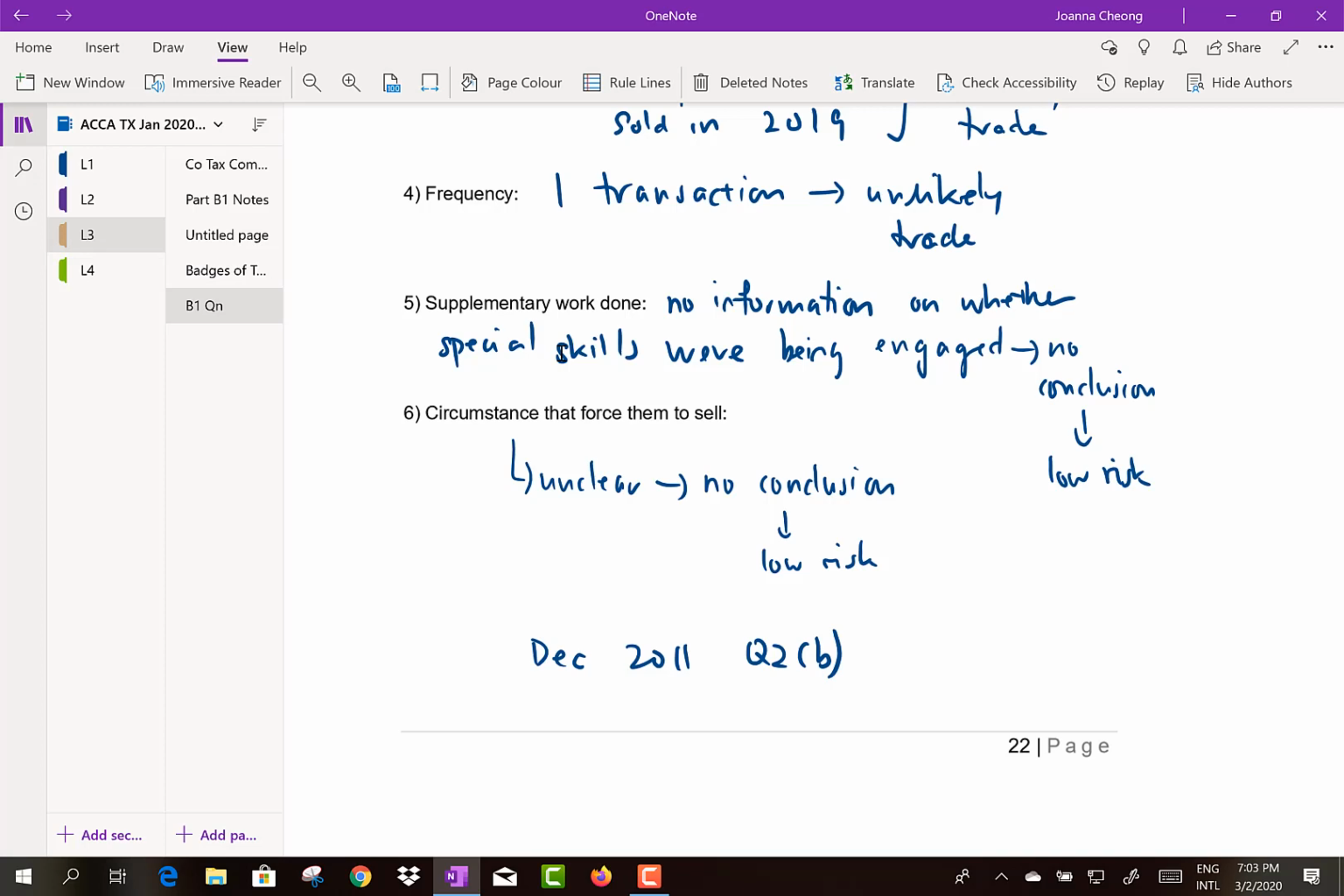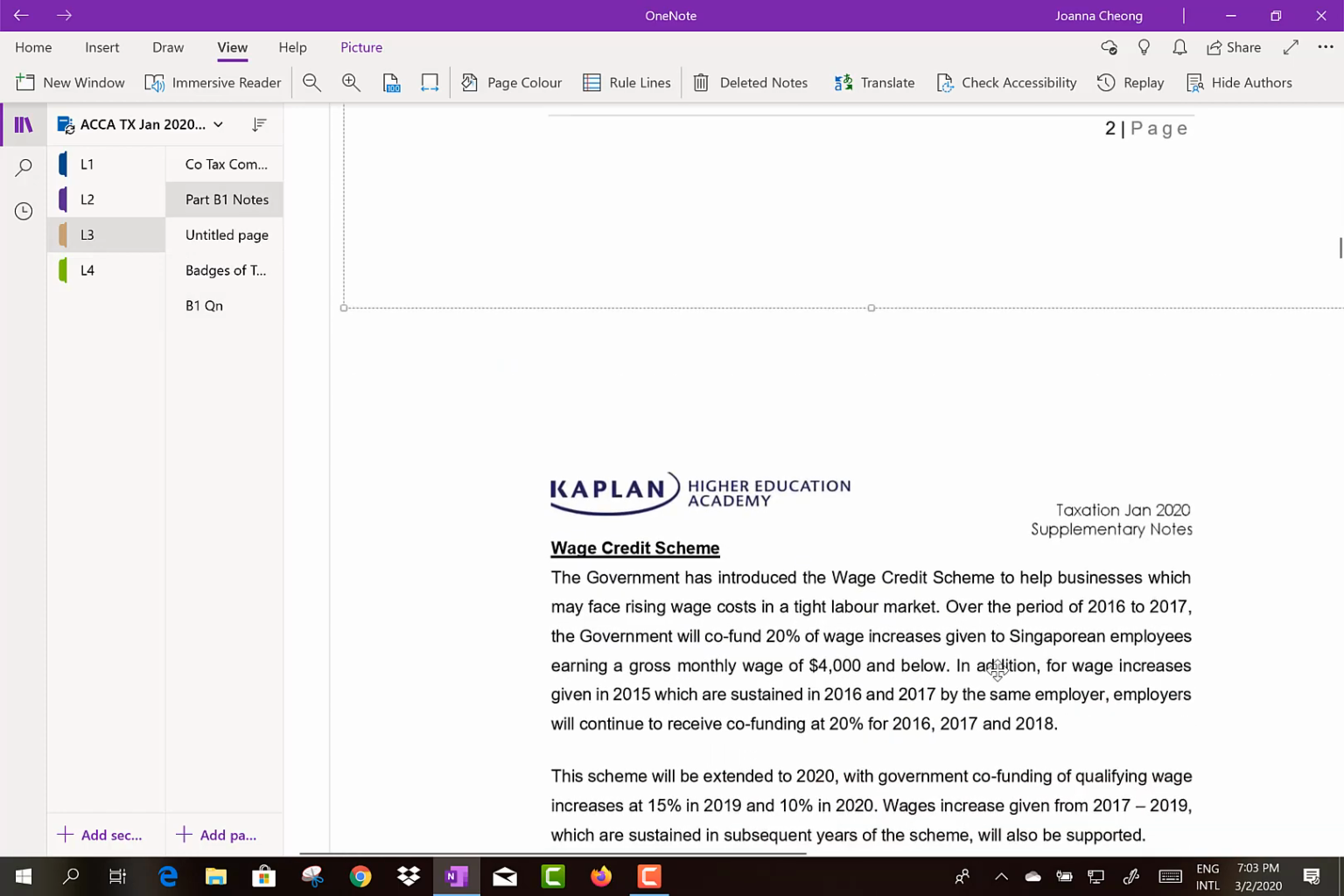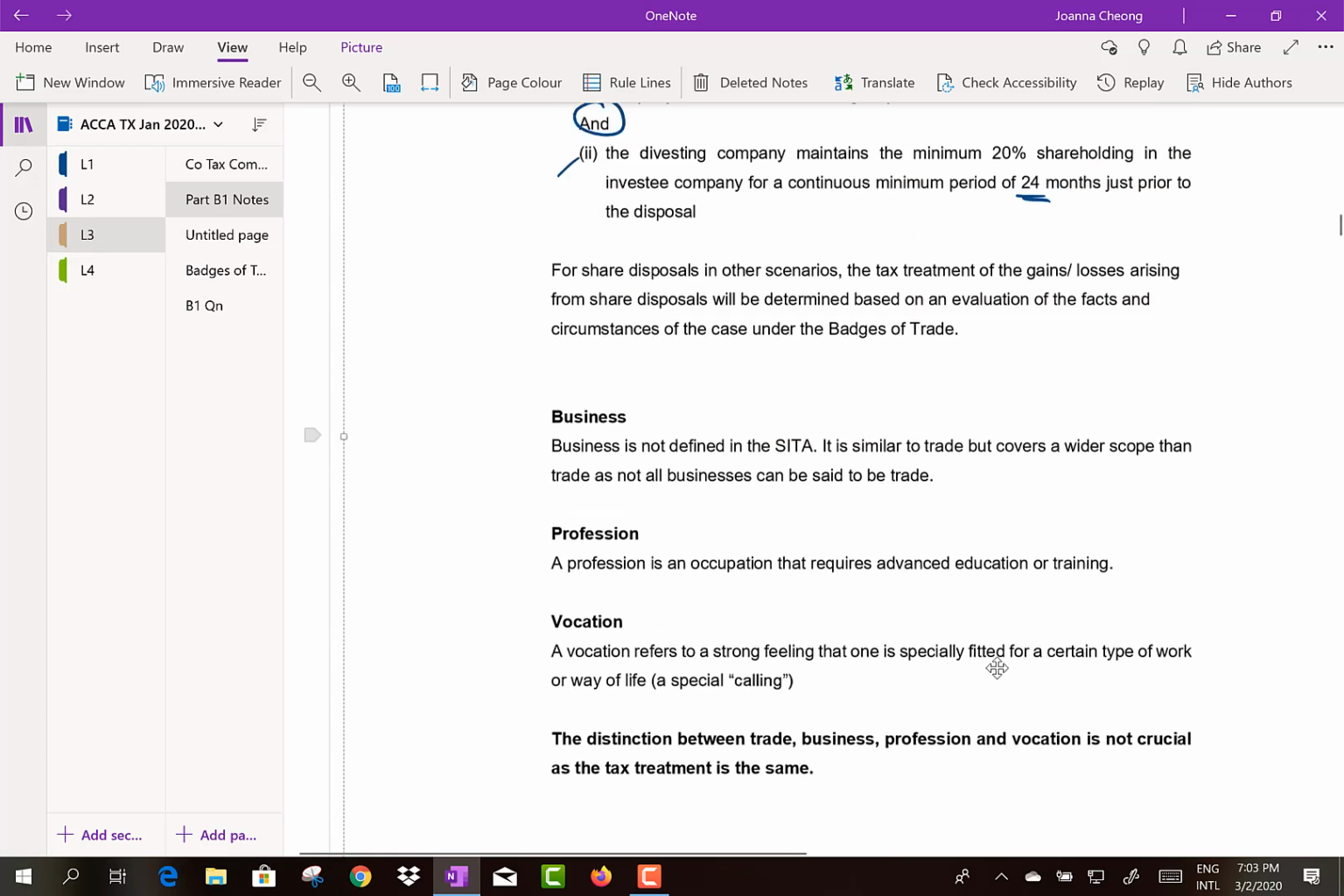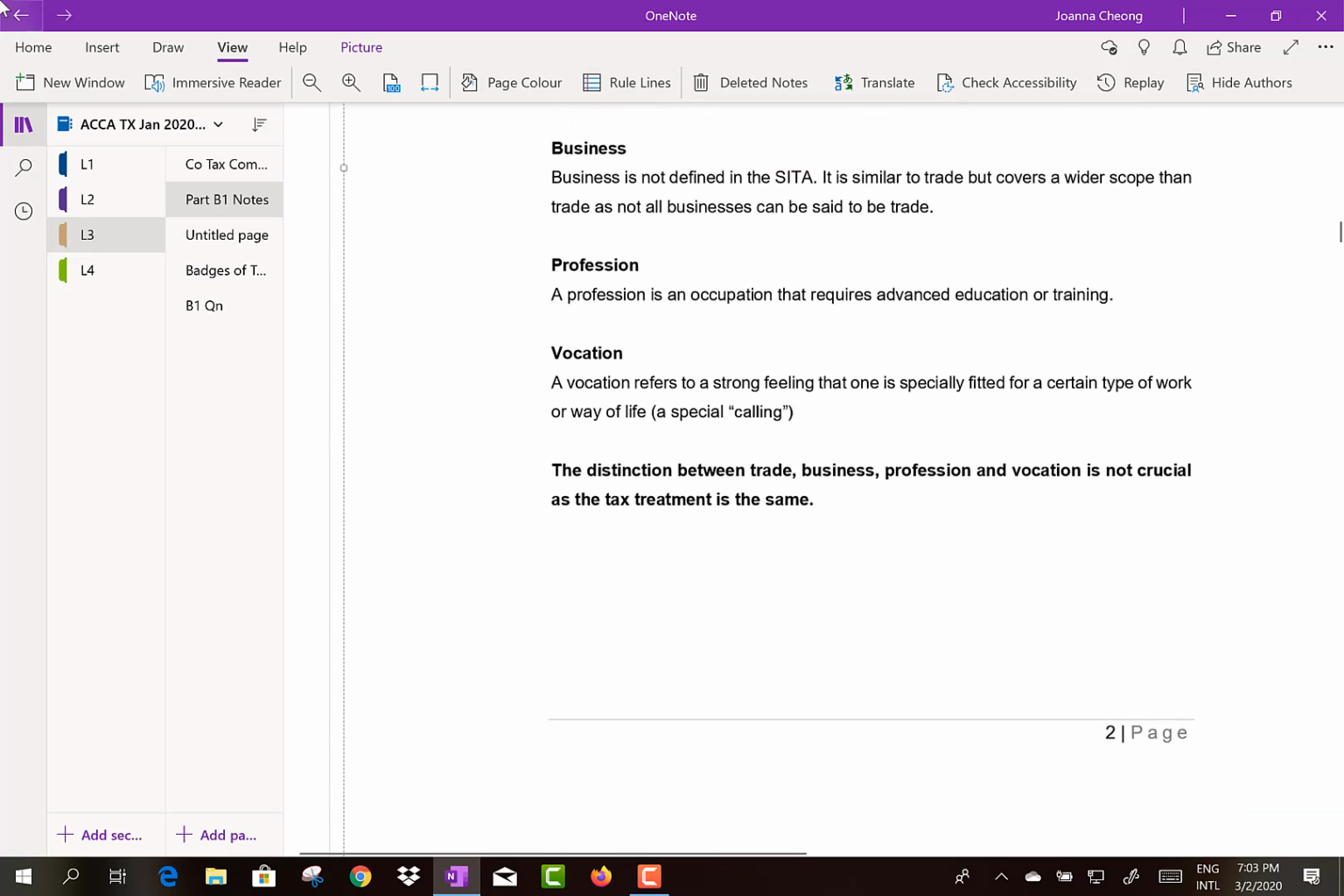Now we have to move on to the next item inside 10.1a. The next one is your business. Let us move on to your part B1 notes, page 2. So what is business? In fact, the word trade and the word business are quite similar. Business represents more things, whereas trade is more specific to the kind of business or industry that you're doing. In real life or even in your examination, they tend to use these words interchangeably, so technically there is not much of a difference.